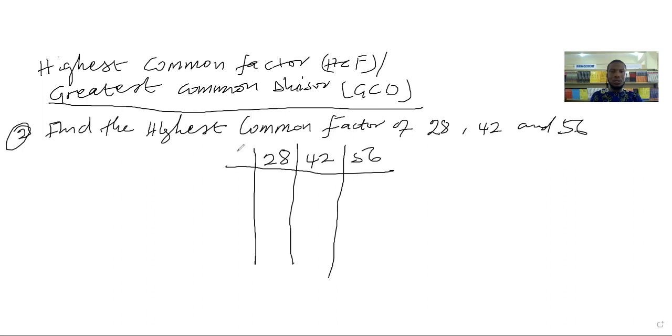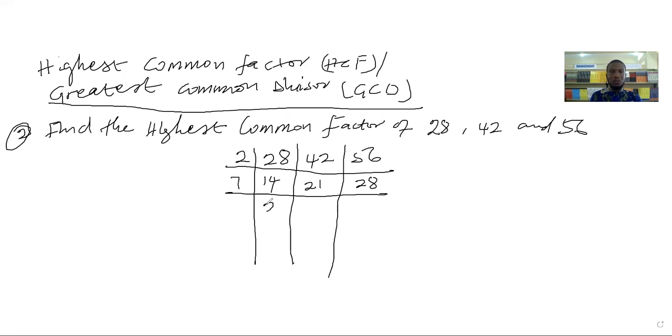As usual, 2 can divide all of them, so we choose 2 here. 2 goes into 28 fourteen times, into 42 twenty-one times, and into 56 twenty-eight times. Then 2 cannot go into 21, so you cannot choose 2, but 3 can go into all 3. So 3 will go here. No, 3 cannot go into 14. So we choose 7. 5 cannot go, obviously. So 7.